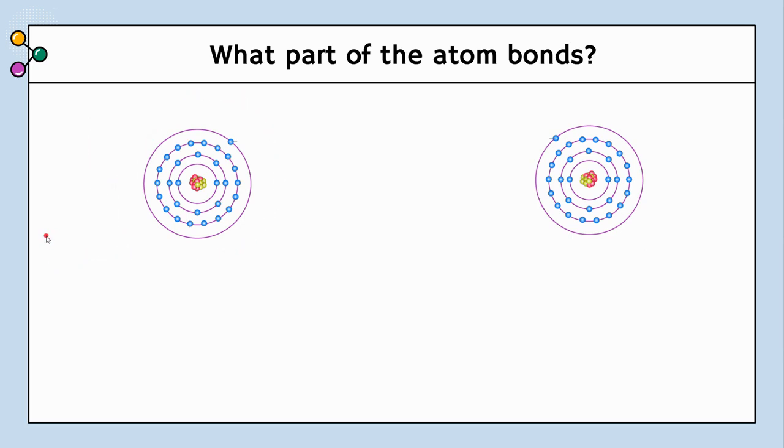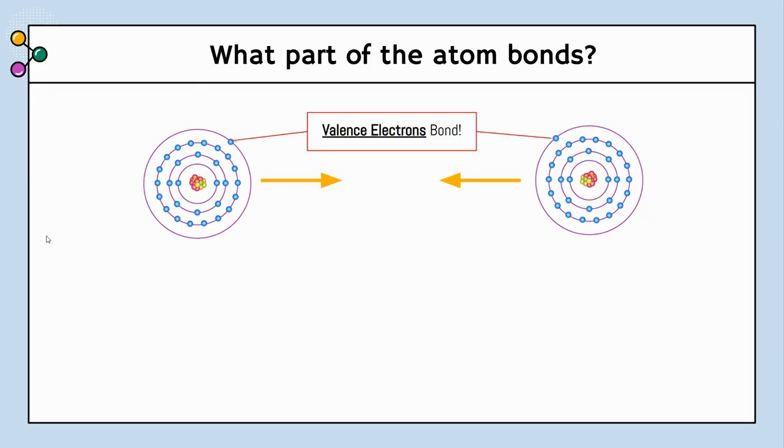Now, let's consider the situation where these two atoms on the screen are going to form some type of bond. If we imagine them sort of crashing together, we'll notice that the first part of those atoms that comes into contact are those outer electrons, which we call our valence electrons. These are the electrons which cause the bond. That's what forms basically the glue that sticks these atoms together.